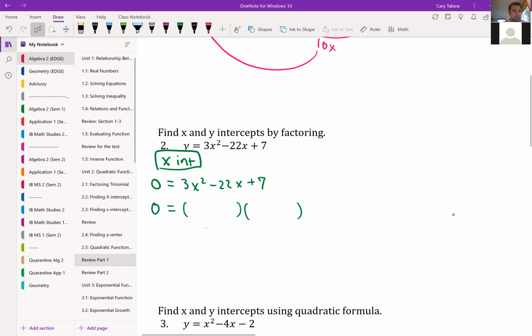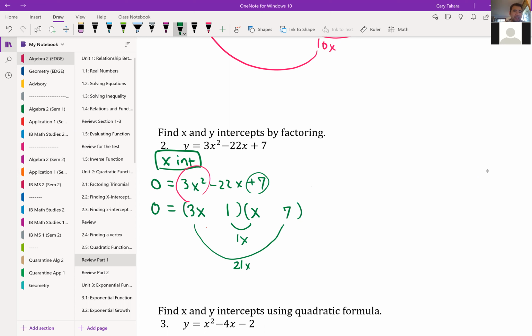So the first term is 3x squared, so that's got to be 3x and x. That's that, right? Next, we're going to focus on the last term, which is 7. And 7 is a prime number, so it's got to be 1 times 7. So I'll just put 1, 7. Maybe we need to switch around. We'll see. And then let's check the donuts, right? 1x. 3 times 7 is 21x.